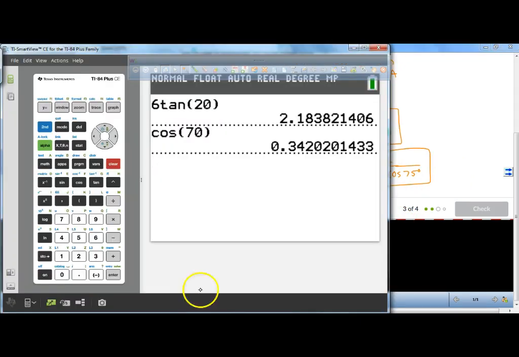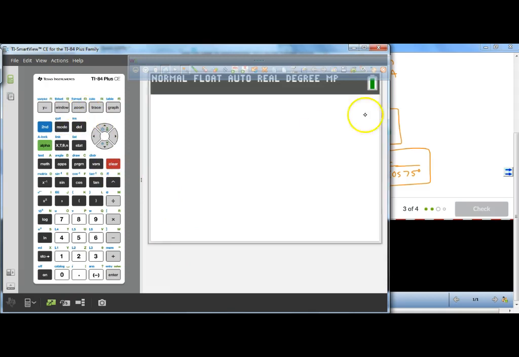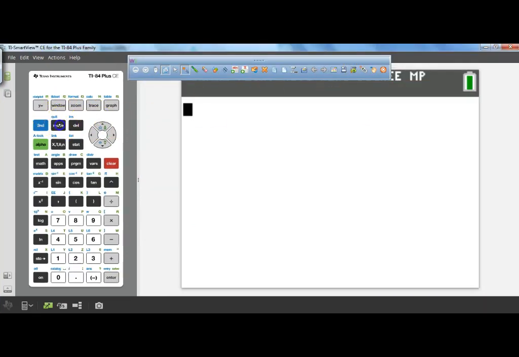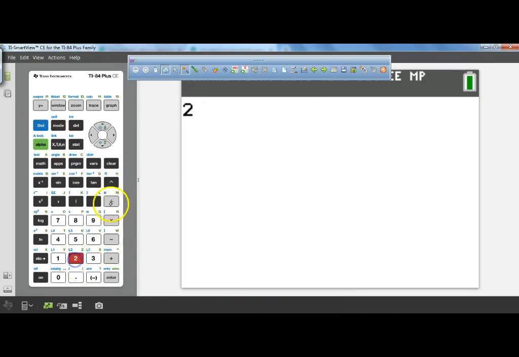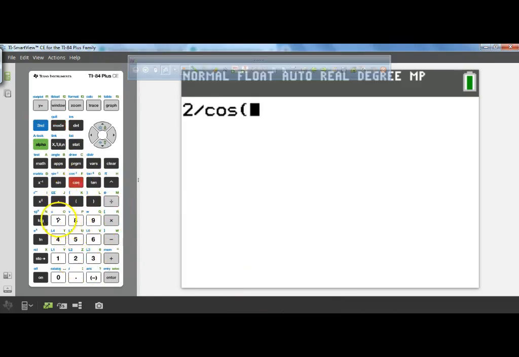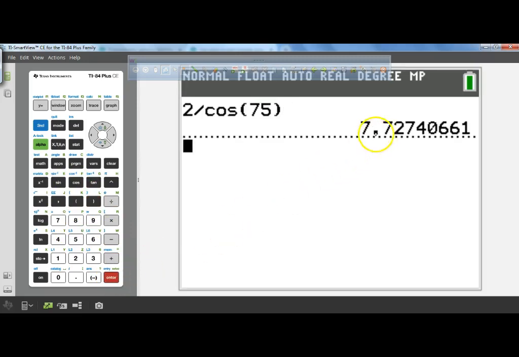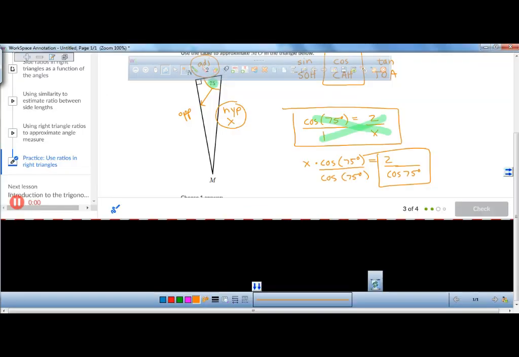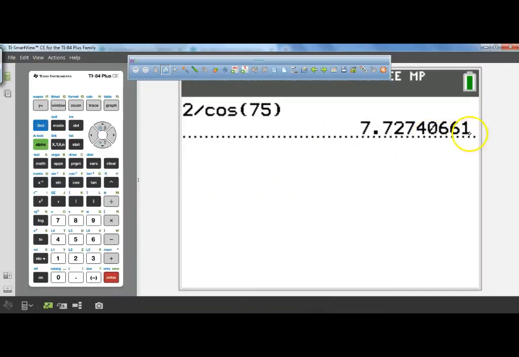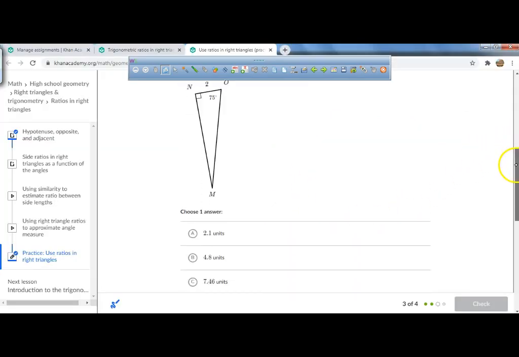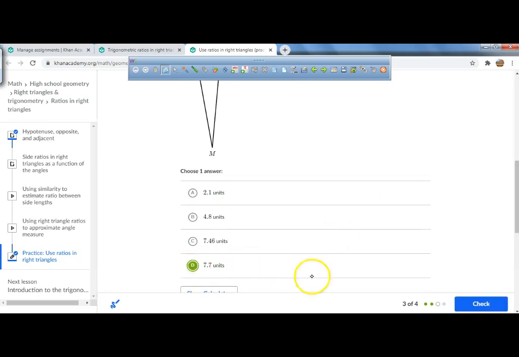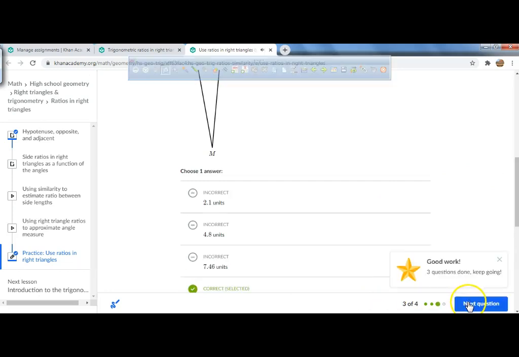So right now, let's go to the calculator. I'll make that a little bit bigger. Make sure my mode is in degree mode. It is. All right. And I got to do what? 2 divided by the cosine of 75. And I get approximately 7.7. So I'm looking for an answer that says 7.7 units. So let me see if I can find that. 7.7. Hey, right there. Answer choice D.